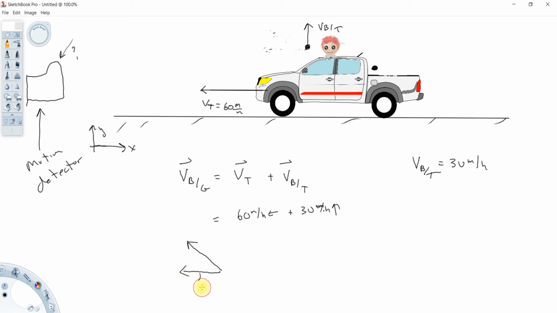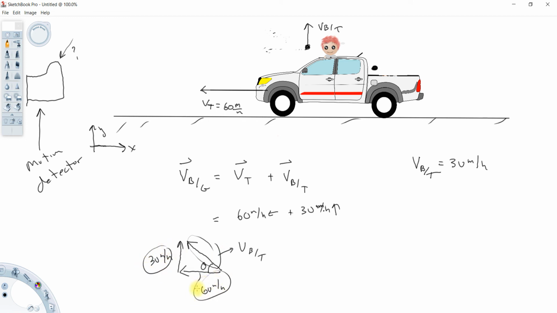So what that's going to look like, if I draw this in terms of vectors, we're going to have this 60 miles per hour, and then the 30 miles per hour, and there is the velocity of the ball now with respect to the ground. And we could actually measure this angle using the inverse tangent, and we can find the magnitude of this by the square root of these two things squared.